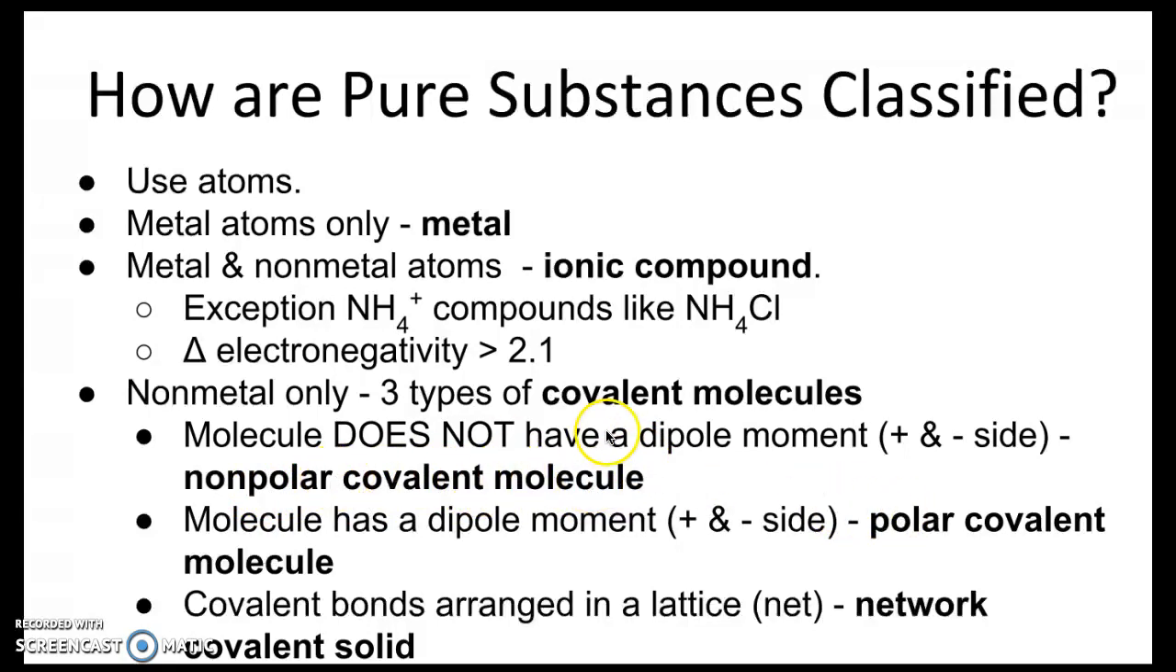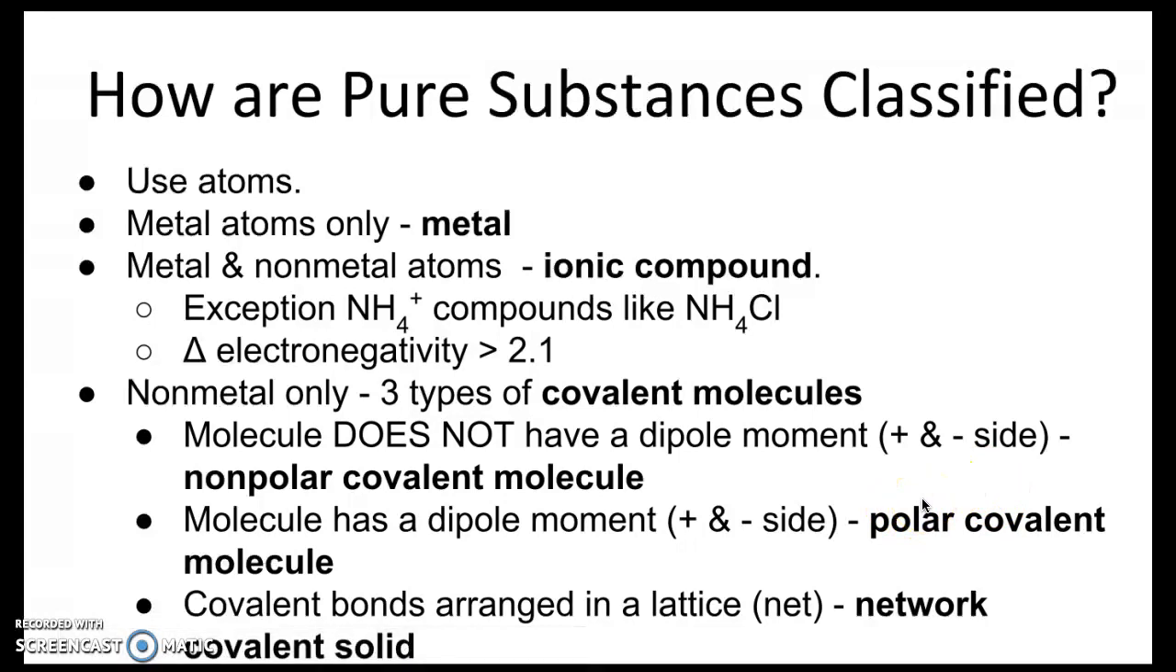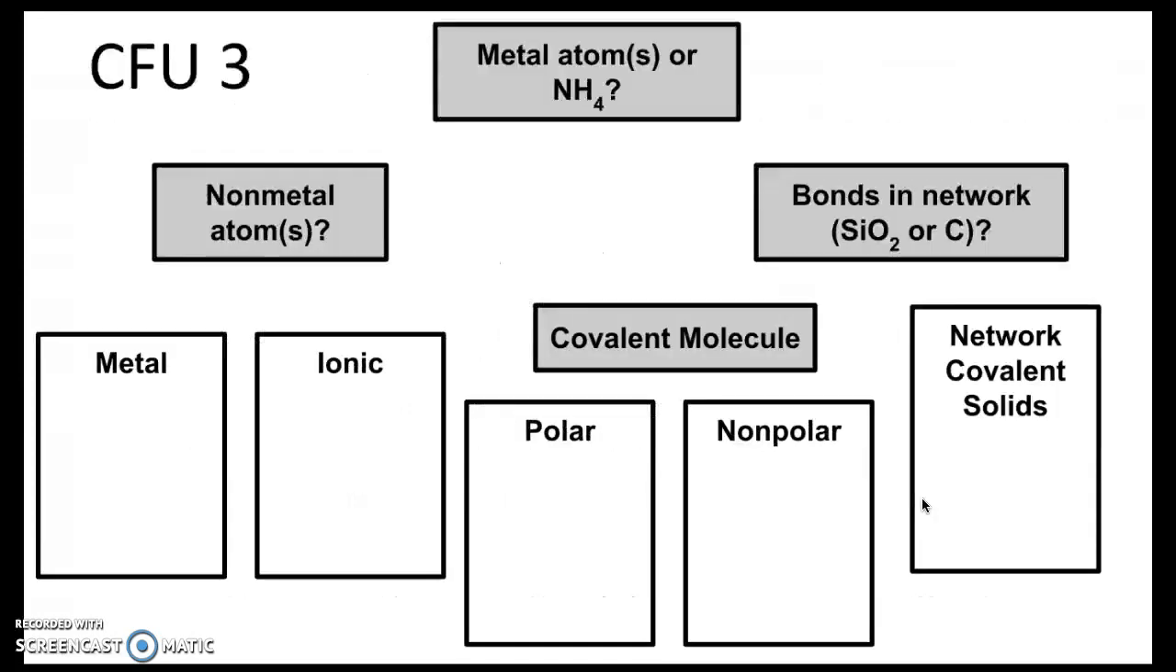So nonpolar means that it does not have a dipole moment, meaning that it does not have a positive and negative side. So no positive and negative side here, and polar has a positive and negative side. The last one, which we briefly mentioned when we talked about diamond, etc., is network covalent. That's when covalent bonds are arranged in a lattice or a network. And so if you ever look at diamond, it looks sort of like just a network of carbons.